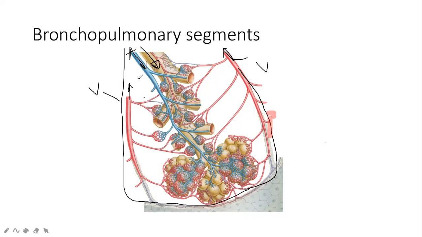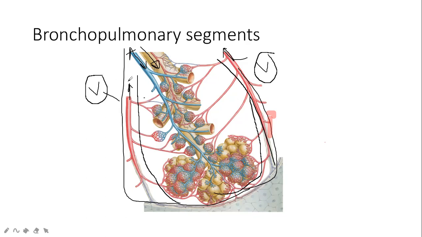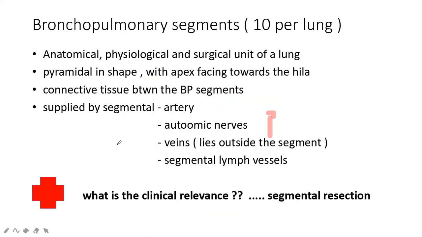And within this connective tissue, what you will find are the arteries. The actual bronchopulmonary segment does not have the veins. The veins are outside the bronchopulmonary segment. We call them veins because they return blood to the heart, but actually they carry oxygenated blood, so don't be confused by those color codes.